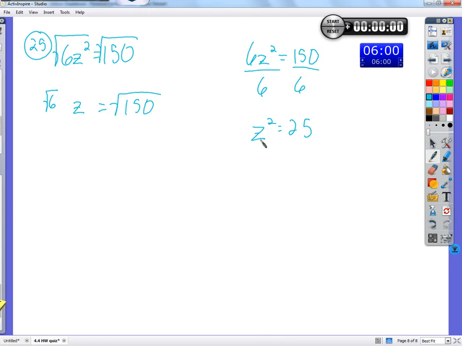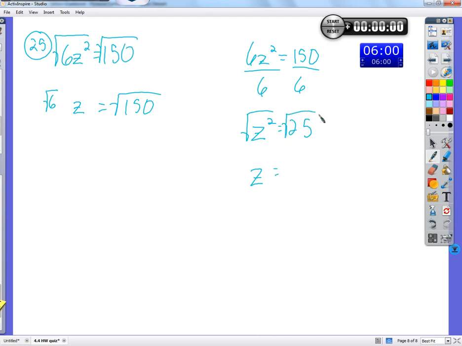And now when we take the square root of something squared, we just get that thing. Because, you know, it's pretty straightforward. That thing multiplied by itself gives you that. Z times itself gives you z squared, so z is the square root of z squared.